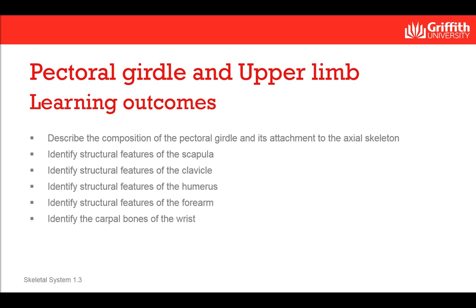This is the end of the mini lecture for topic 1.3 part A of the appendicular skeleton, the pectoral girdle, and the upper limb.